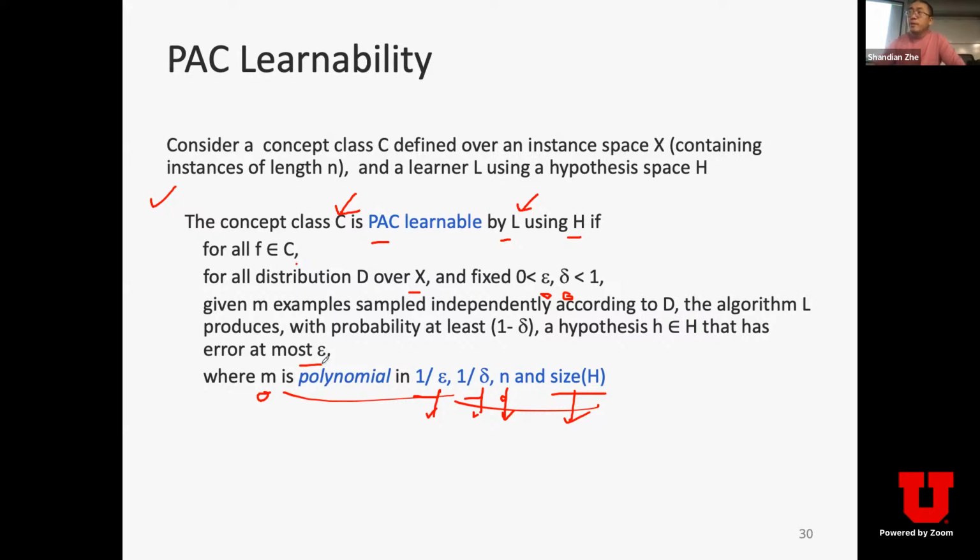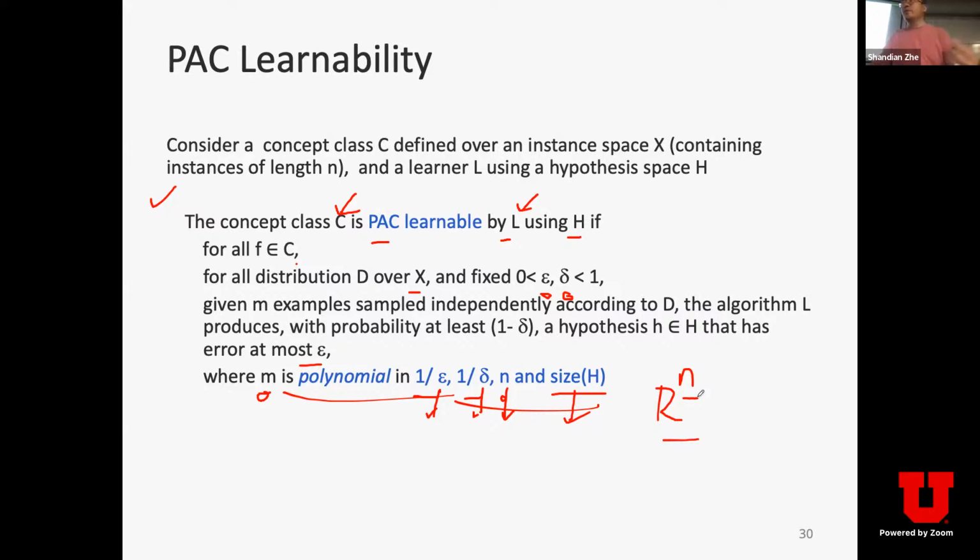The number of features, the dimension of the feature vector. To be more precise, it should be the dimension of the feature vector. For example, if you have a real feature value for each feature, then your instance space should be R to the power N, right? So N is just the dimension of the feature vectors.